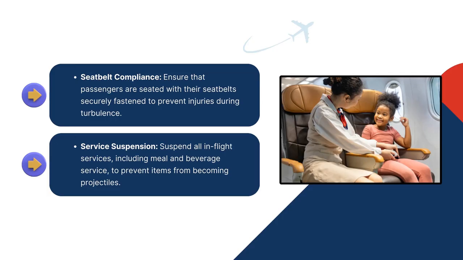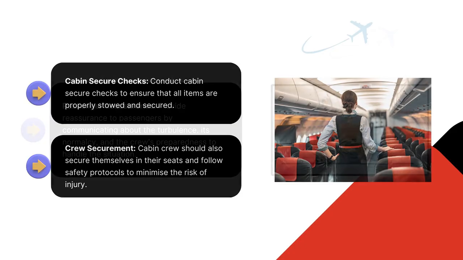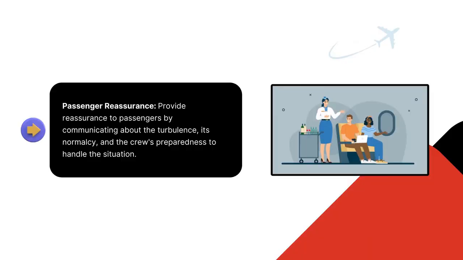Service suspension. Suspend all in-flight services, including meal and beverage service, to prevent items from becoming projectiles. Cabin secure checks. Conduct cabin secure checks to ensure that all items are properly stowed and secured. Crew securement. Cabin crew should also secure themselves in their seats and follow safety protocols to minimize the risk of injury. Passenger reassurance. Provide reassurance to passengers by communicating about the turbulence, its normalcy, and the crew's preparedness to handle the situation.